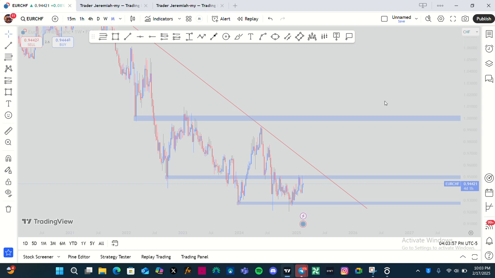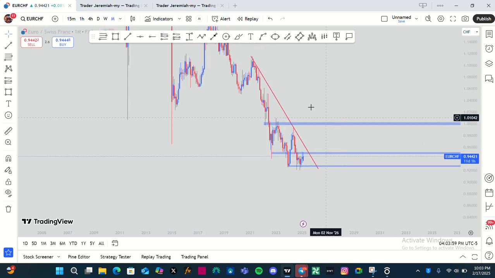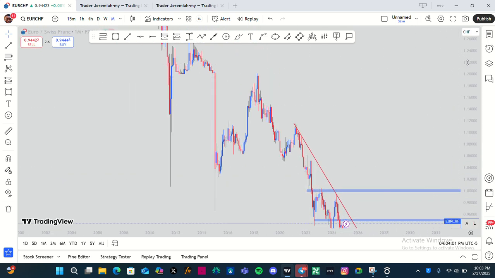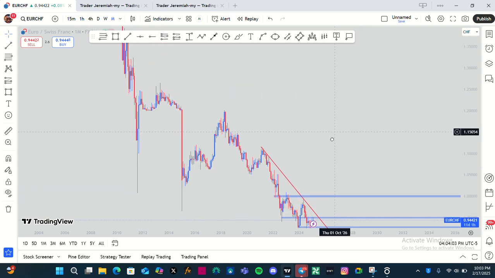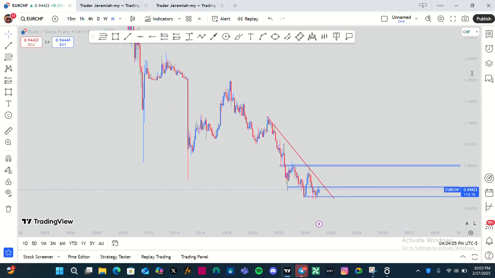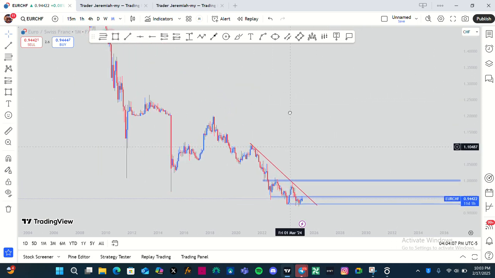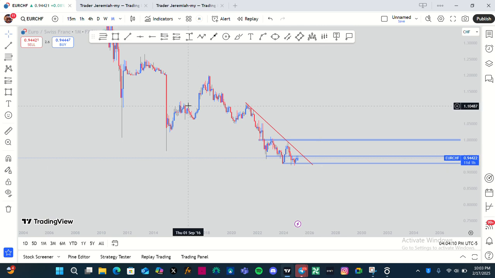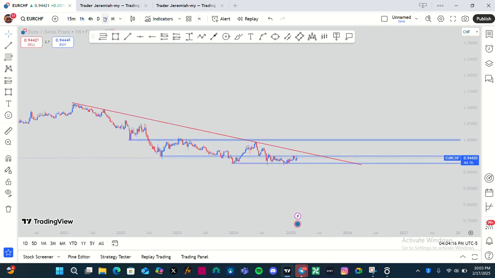So first thing first, go on the monthly time frame to identify the overall direction of the market, the overview of the market, and as you can see, it was trending to the downside. Price was coming to the downside. So after I identify that, I'll move to the weekly time frame to draw my key levels.